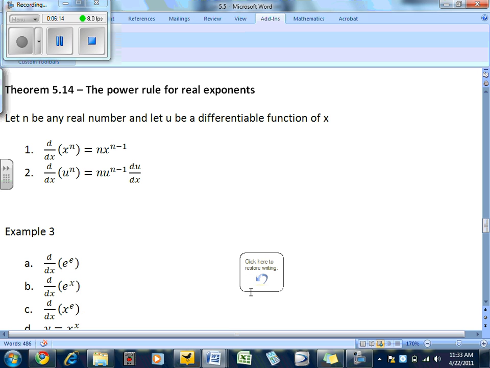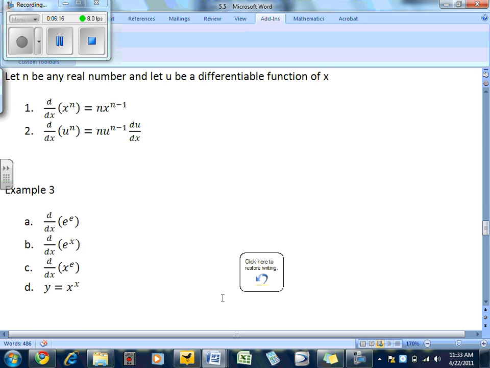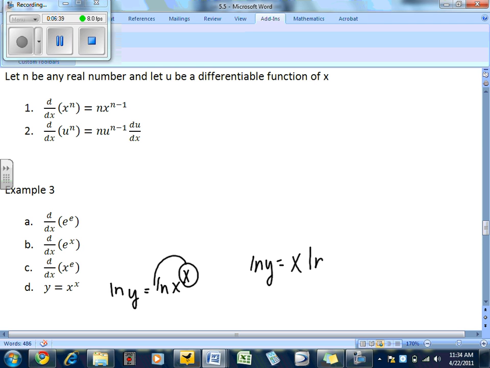And what about d? Well, that's not really a number for d, so we've got to do a little logarithmic differentiation. So we're going to take the natural log of both sides. So the natural log of x to the x. Remember our properties of natural logs. We're going to bring this down to the front. So the natural log of y equals x times the natural log of x.